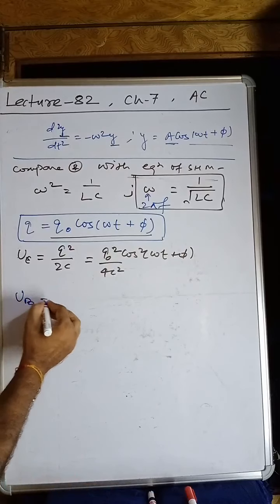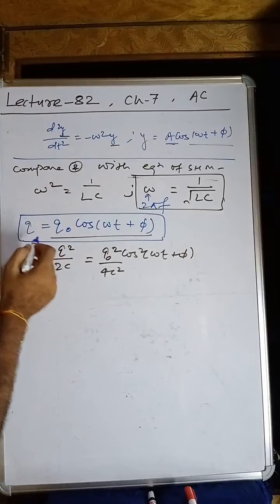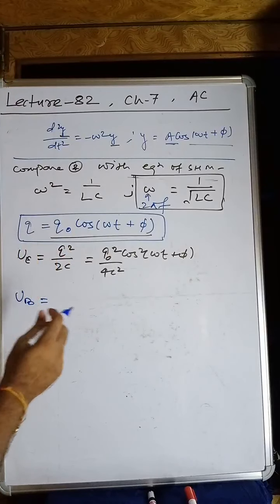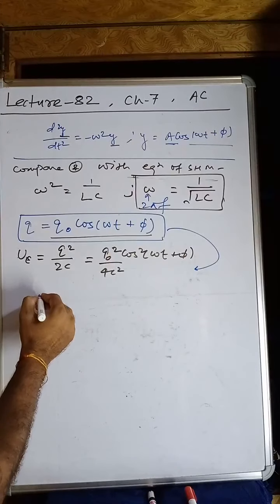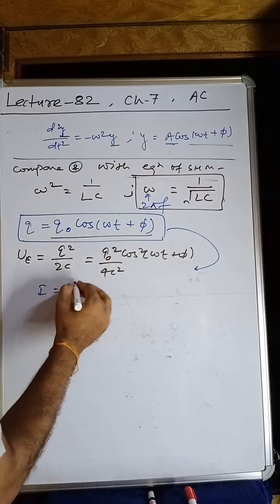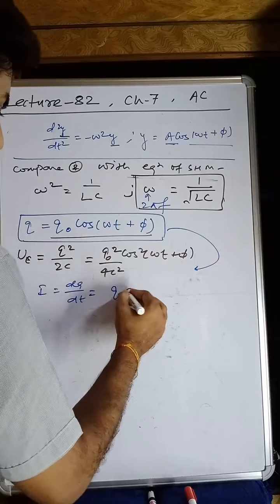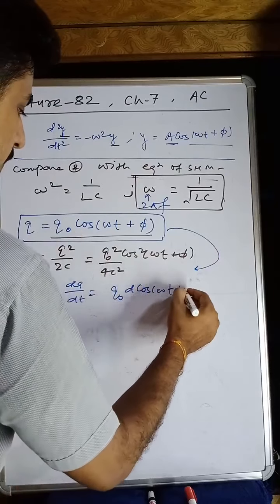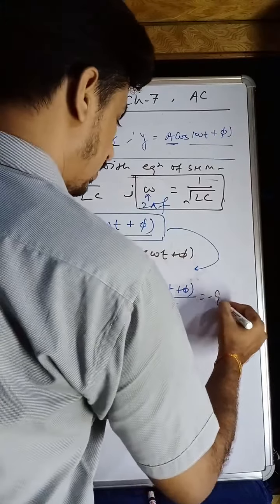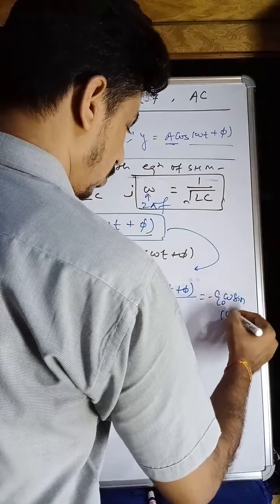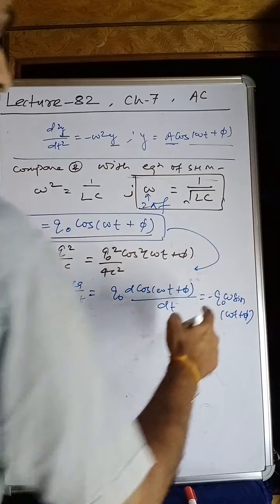U, in the presence of a magnetic field, is half L i square. From here, we can write the current first. Let me write the current from this equation. The current I is equal to dq over dt, so we write q naught and d cos omega t plus phi over dt. It will be, my dear students, minus q naught omega sine omega t plus phi. I hope you understand. This is a very simple differentiation.